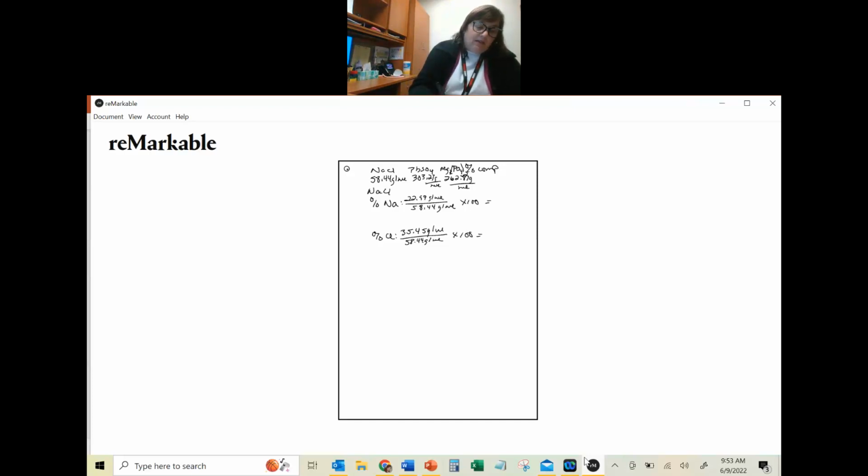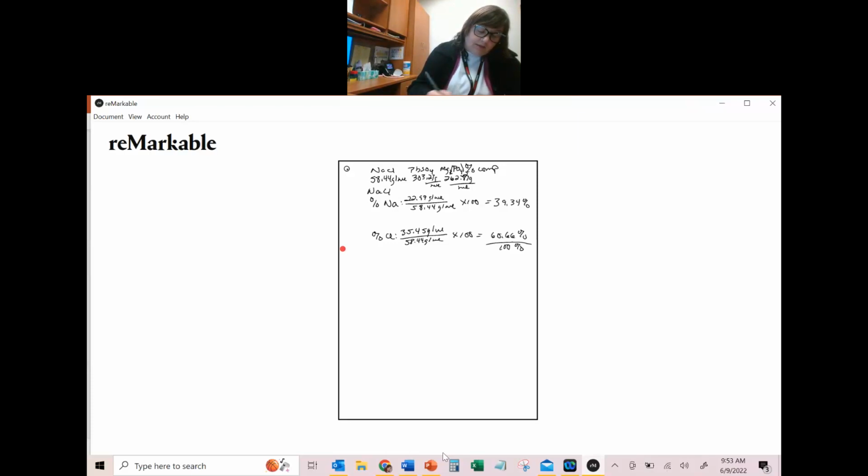That gives me 39.34%. And 35.45 divided by 58.44 times 100 is then going to be 60.66%. Now, if I do a gut check, 39.34 plus 60.66 gives me 100%. So it's just a way for me to double check my work. I can see, okay, did I screw up one of those calculations somewhere, and then I can go look for it? Or am I okay? So that's my one for NaCl.